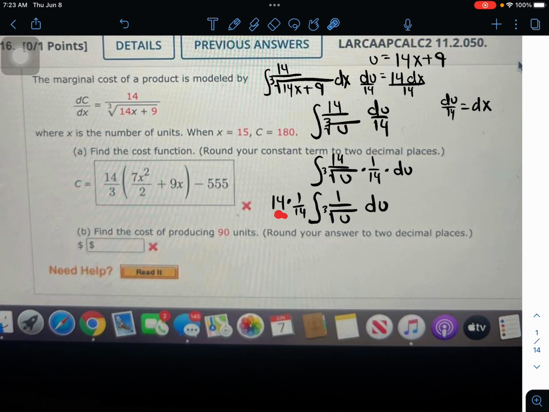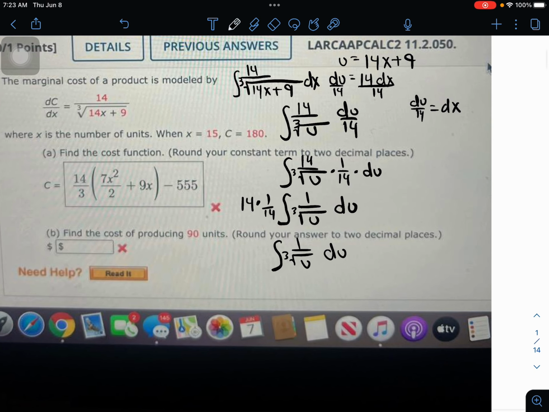And if I look at my front, 14 times 1/14, well, that's just 14 divided by 14. And that's just 1. So this goes down to 1. So you don't even have to write it. You don't have to write 1 integral. You can just leave off that 1. And now I'm taking the integral of 1 divided by the cube root of u du.